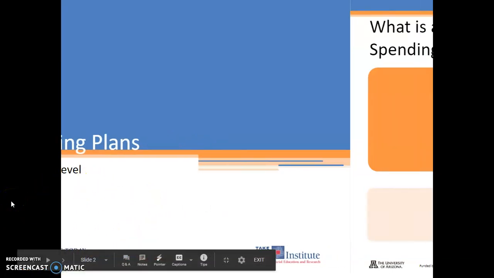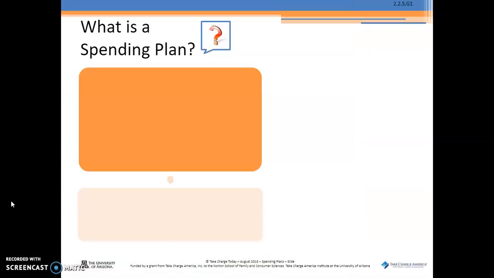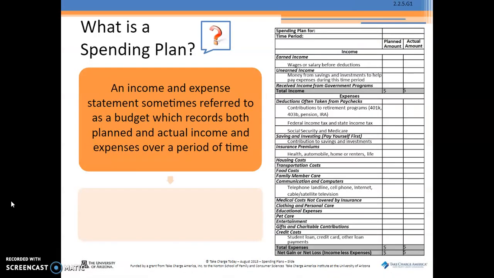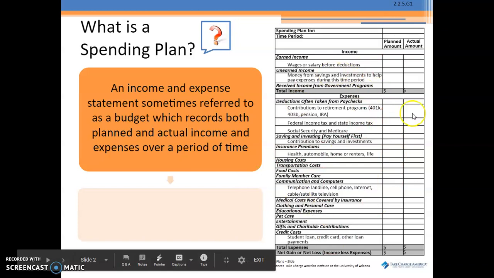All right, so what is a spending plan? A spending plan is a grid or some type of analysis of income and expenses. They can also be considered income and expense statements, sometimes referred to as a budget, which is an analysis of money coming in and money going out. Obviously, our goal is to have more money coming in than going out. Now, the picture here on the right-hand side is an example of what a spending plan or budget might look like.